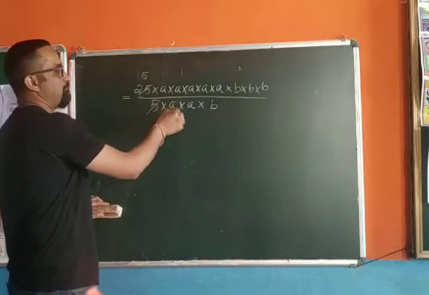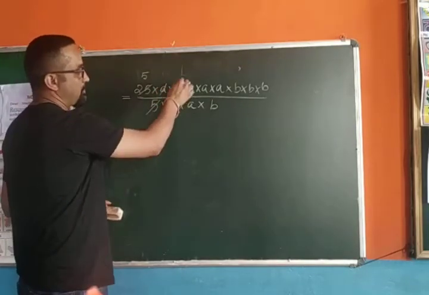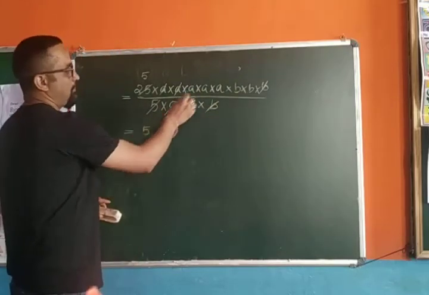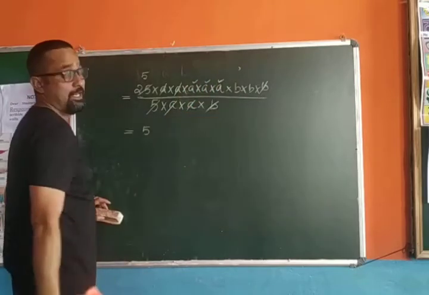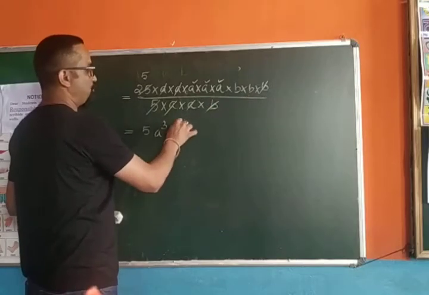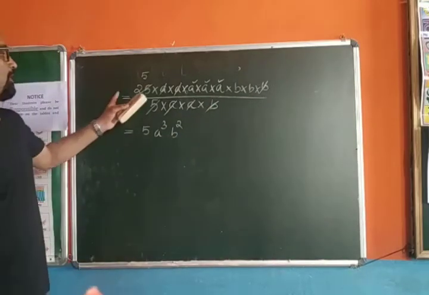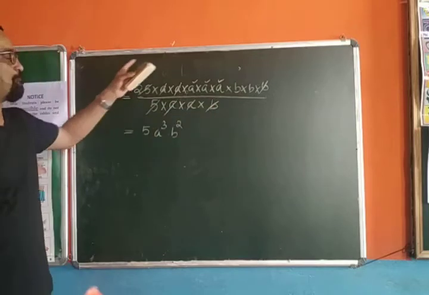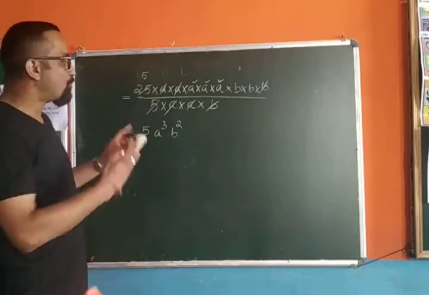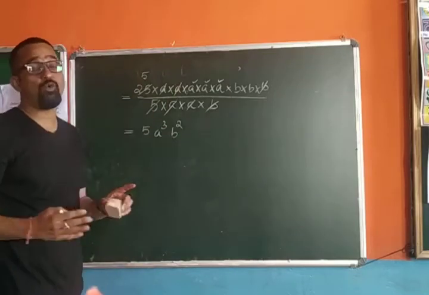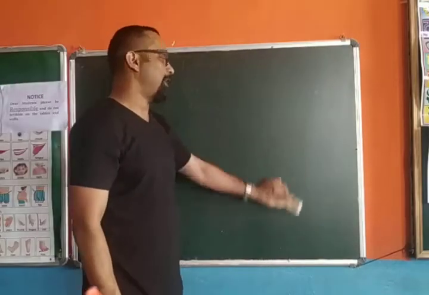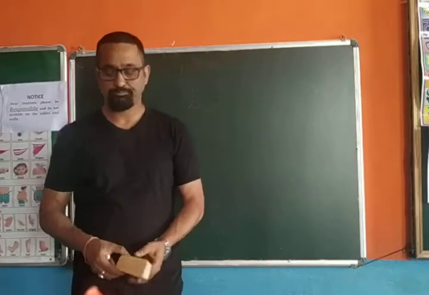5 times 5 is 25, a cancels, a cancels, b cancels. You are left with 5. 1, 2, 3 a's are left, so it is a to the power of 3. 2 b's are left, b to the power of 2. If you proceed with this method, the calculation will be a bit longer. So in order to simplify these kind of sums, you have formulae, and the formulas are derived from exponents.